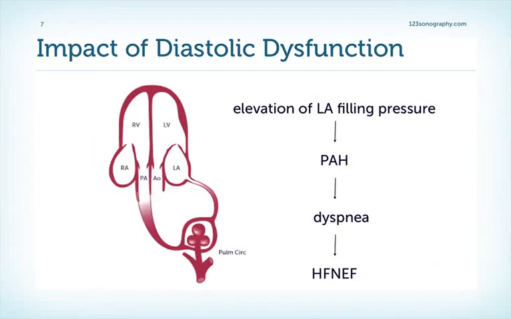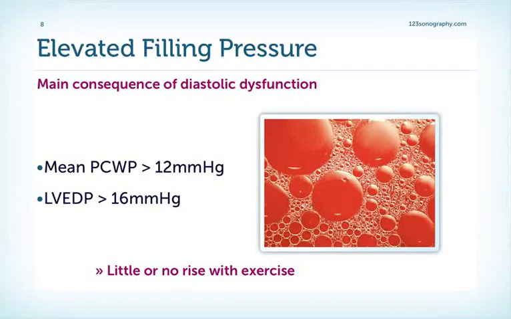So what is the impact and the consequence of diastolic dysfunction, and why do these patients develop dyspnea? Well, the problem is that they have an elevation in left ventricular filling pressures. This translates to the atria, to the pulmonary veins, and eventually to the pulmonary circulation, and thereby leads to dyspnea and pulmonary hypertension. These patients can even develop right heart failure. So the main consequence is an elevation of left ventricular filling pressures.